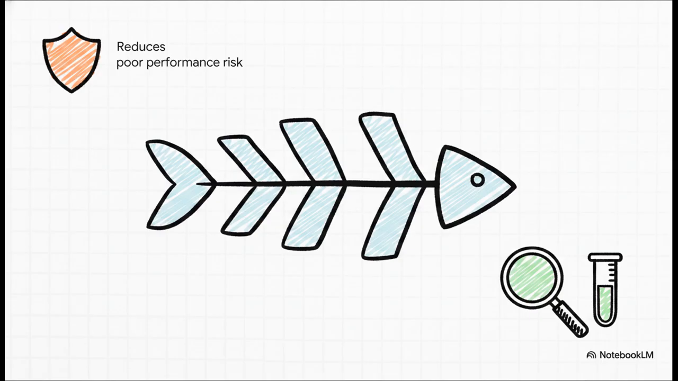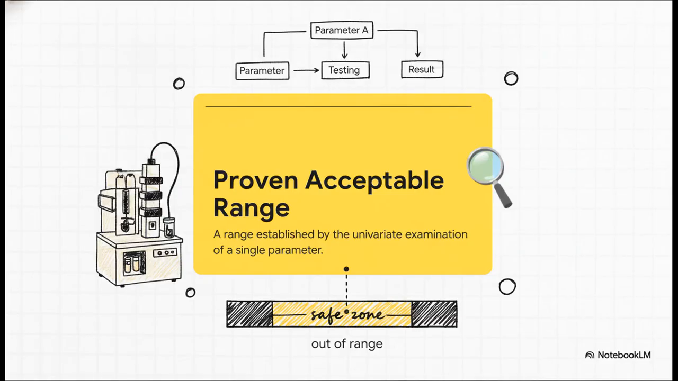And in turn, this informs your ongoing monitoring and keeps your whole procedure robust over time. All right, we're definitely getting into a bit of the regulatory alphabet soup now, starting with PAR. A proven acceptable range is established by the univariate examination of a single analytical procedure parameter. Simply put, a PAR defines the safe operating boundary for one specific parameter.